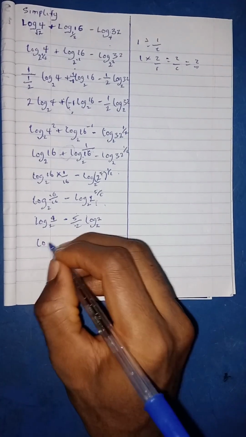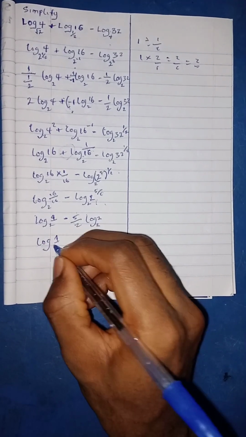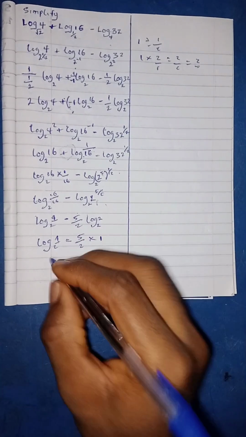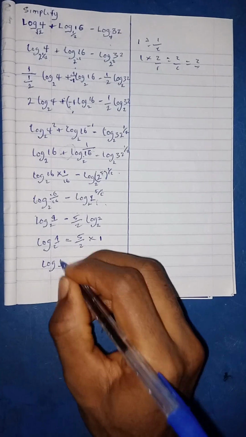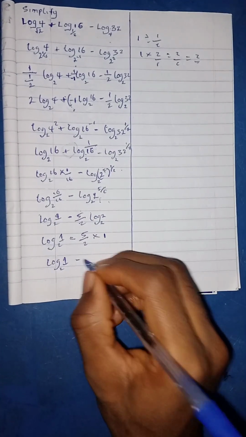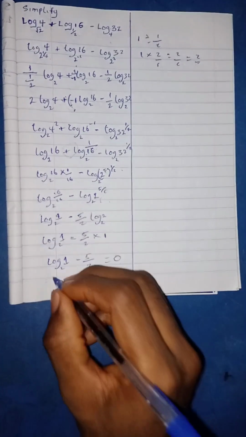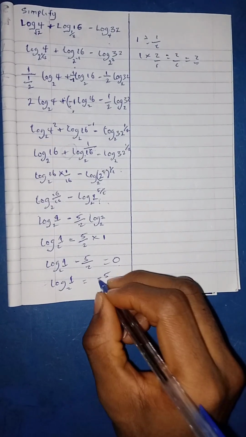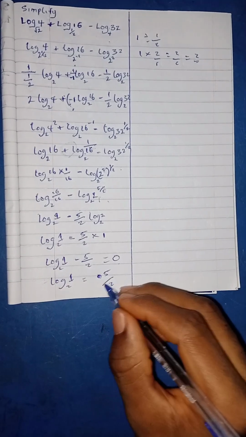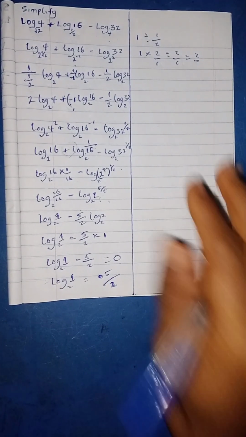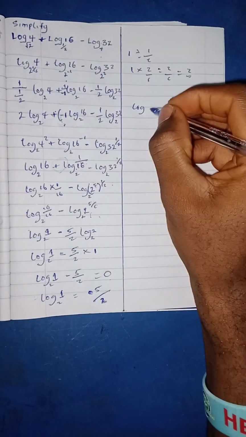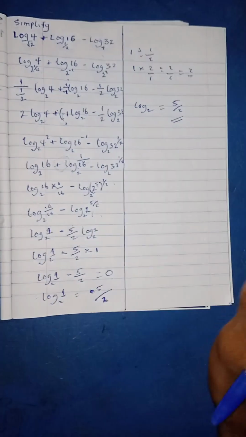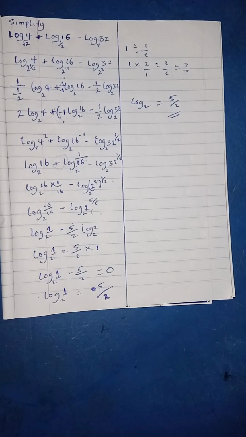Alright, so this is now log 1 to the base 2 minus 5 over 2 times 1. Right, so we're having log 1 to the base 2 minus 5 over 2, which is equals to minus 5 over 2, because log 1 is 0. And this is your final answer for question 2. Alright, so this is how you solve a problem like this.